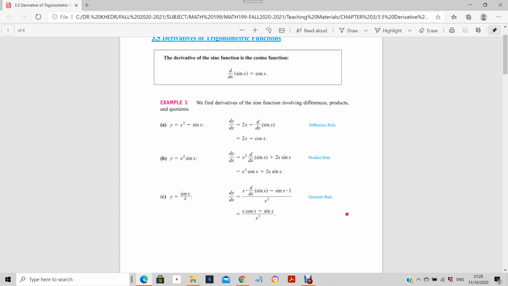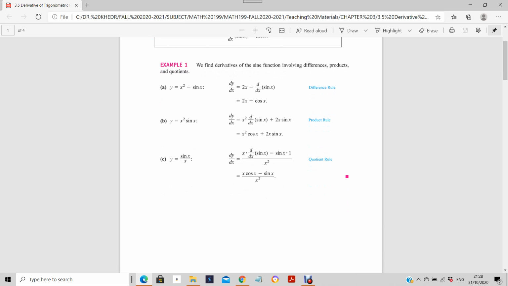Now the third question is y equals sine x divided by x. So we have to use the quotient rule, and if you apply the quotient rule you will get this answer, which is x cosine x minus sine x divided by x squared.